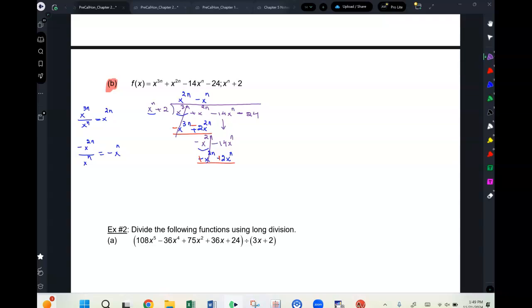Negative 14 plus 2, negative 12x to the n, minus 24. Yay is right. This divided by that, negative 12. See, look, always write these down because you want to see a visual in front of you, right? So, negative 12x to the n minus 24.